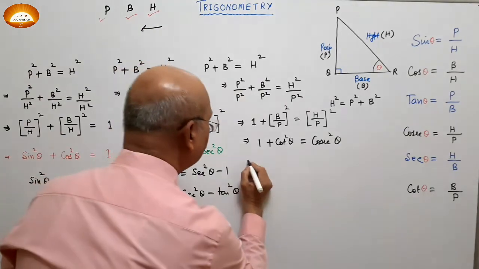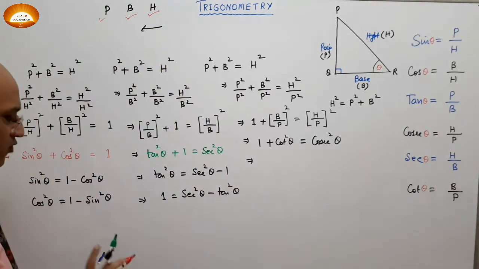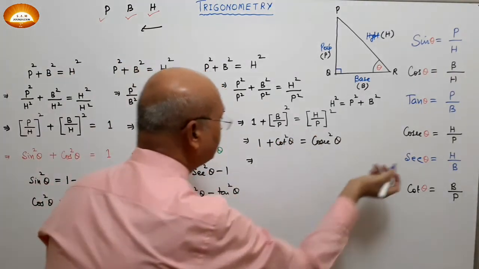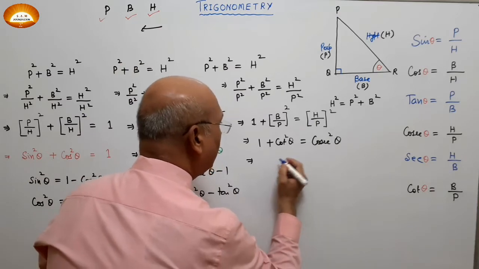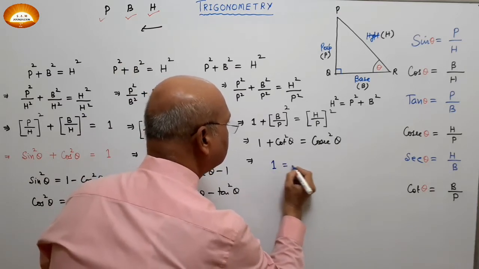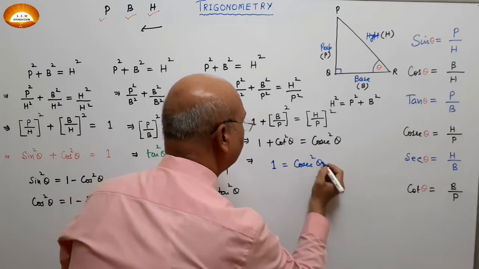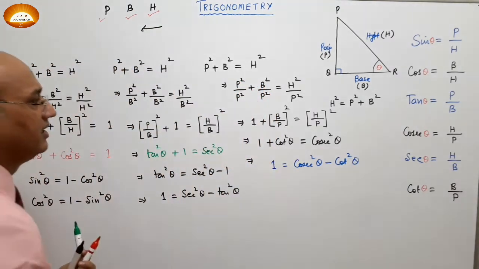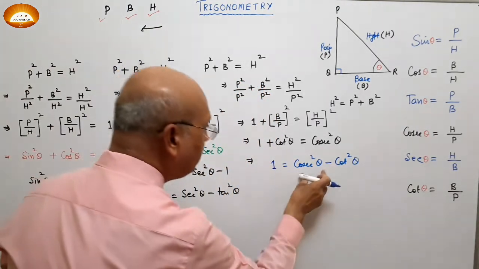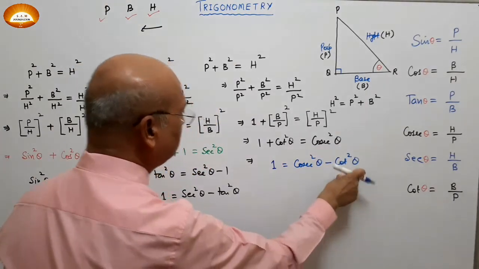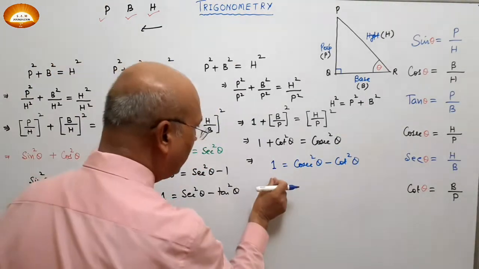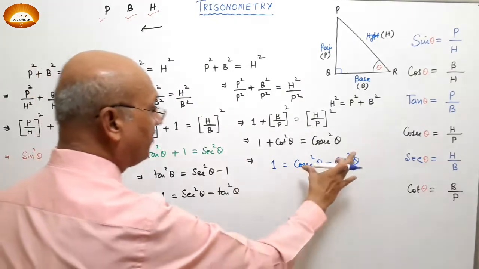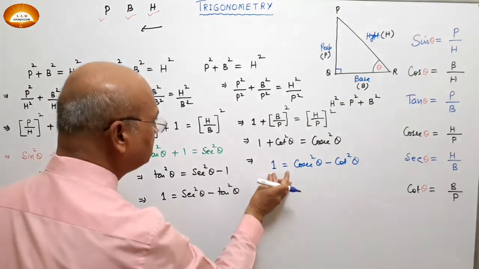Now see, we can write this identity in one more form. If I transfer cot square theta to that side, what are we going to get? On the left hand side you are going to get 1 equals cosec square theta minus cot square theta. Okay, so in place of cosec square theta minus cot square theta, we can write 1, or in place of 1, we can write cosec square theta minus cot square theta. Both are replaceable. In place of this, we can write this, or in place of this, we can write this.